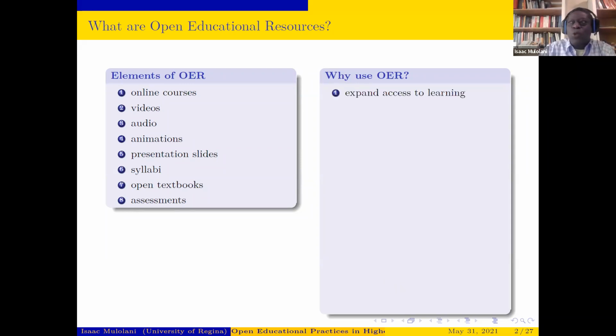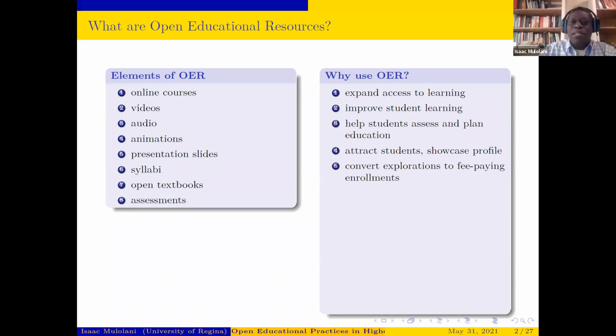And why would we use those things? Why are they becoming more and more popular worldwide? Well, there's a whole bunch of reasons. I'll go through some of them here. We're expanding access to learning, improving student learning, attracting students, and showcasing the profile of an institution. Also, when prospective students come in, you want to convert them to be actual students. Another is adding value. One of the big issues in North America is cost savings.